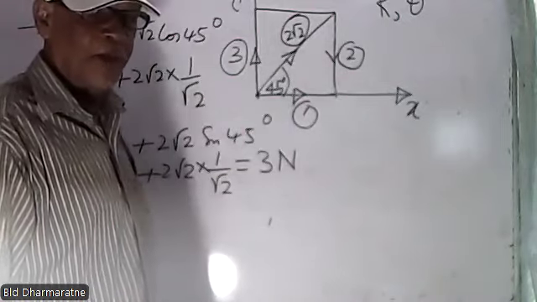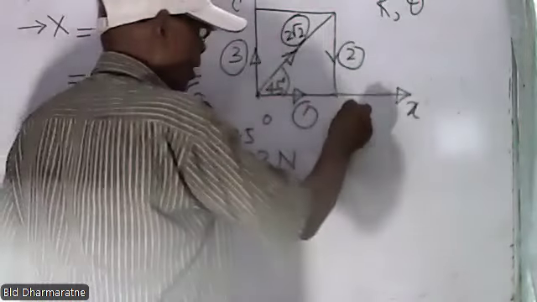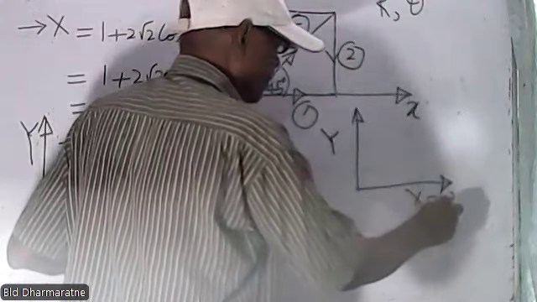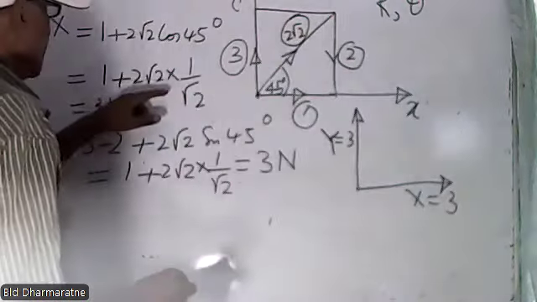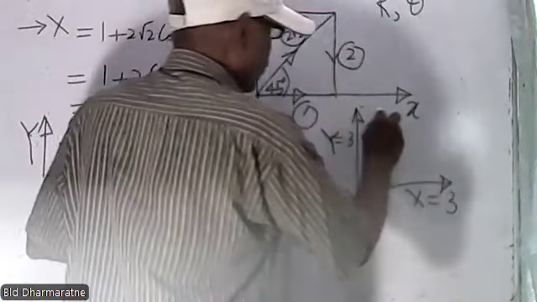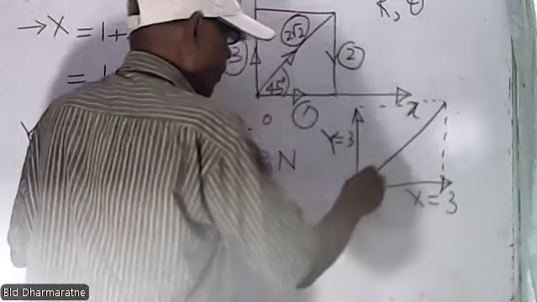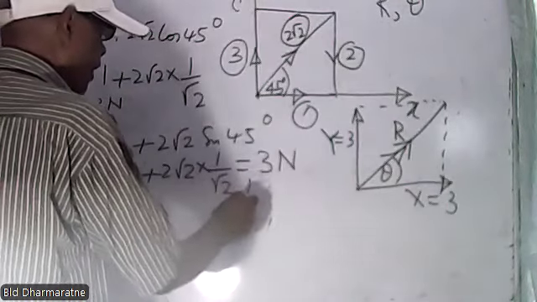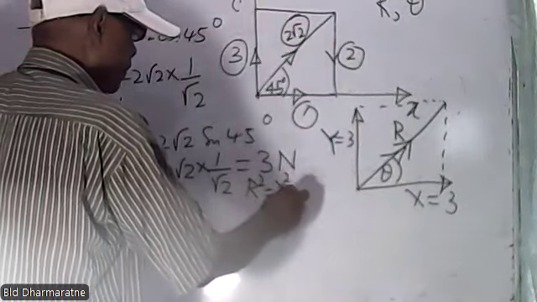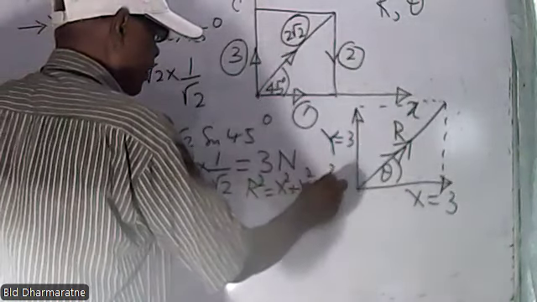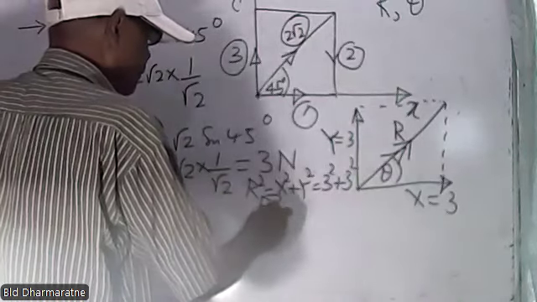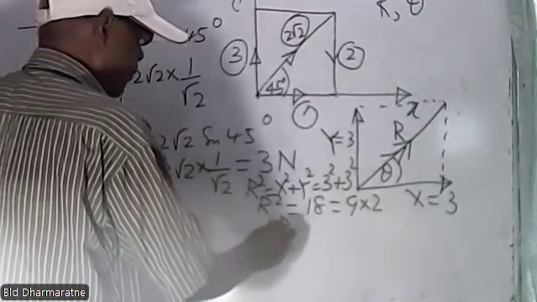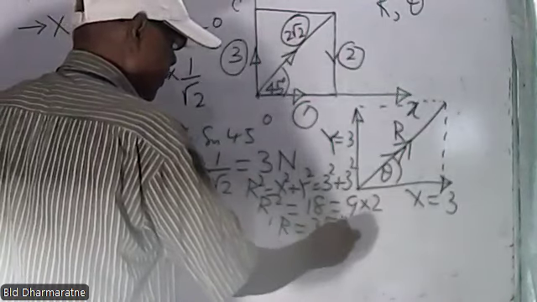Now we know x and y, so we can get the answer. This is the y direction, this is the x direction. X equals 3, y equals 3. Now draw the parallelogram, which is a square. This is R, this is theta. R squared equals x squared plus y squared, which is 3 squared plus 3 squared. R squared is 18, equal to 9 into 2. Taking the square root, R is equal to 3 root 2 Newton. This is the resultant.